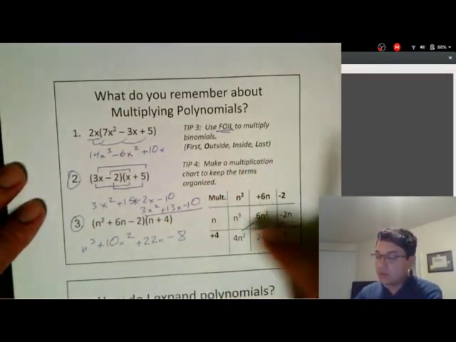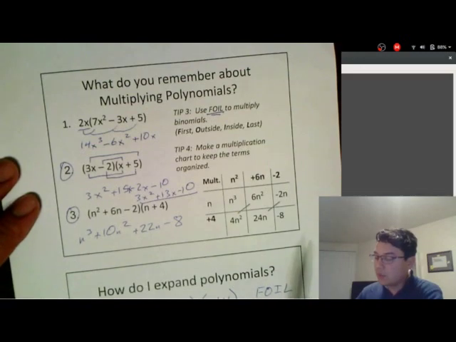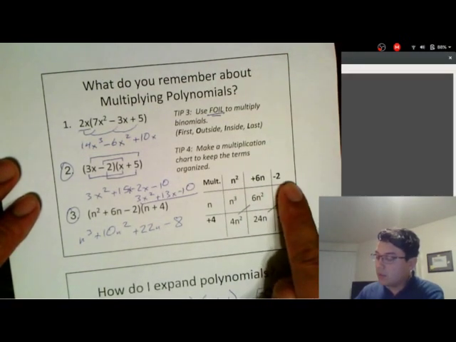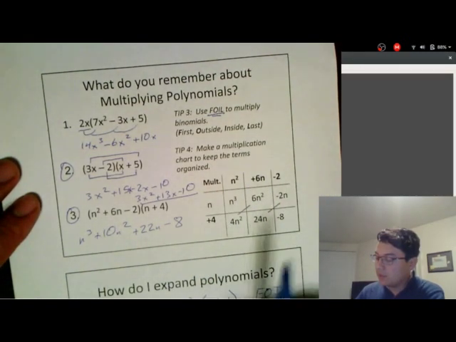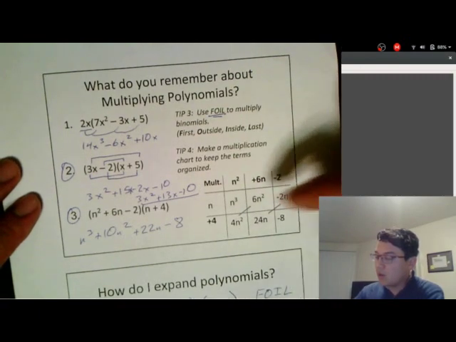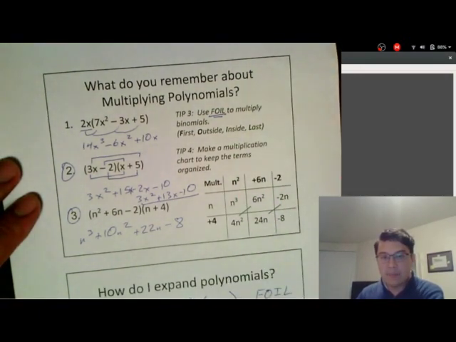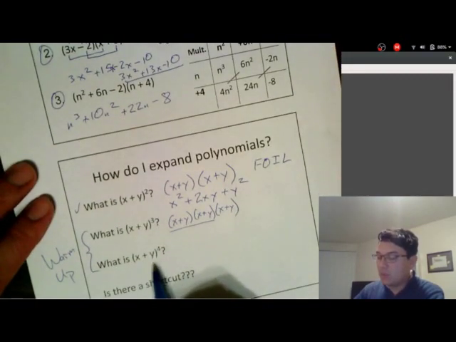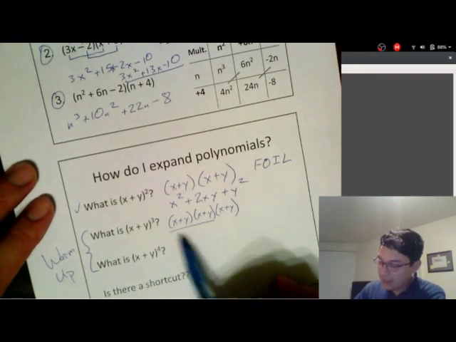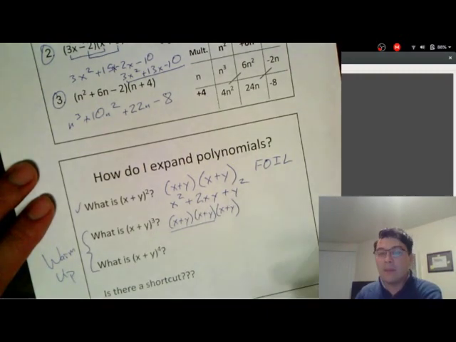So make yourselves a grid. In the column you'll put x and y. In the row across, we'll put x squared plus 2xy plus y squared. Do all of your multiplications and combine like terms. Okay? And then for the x plus y to the 4th, you're just taking your result from the previous one and you're going to multiply it by another x plus y.